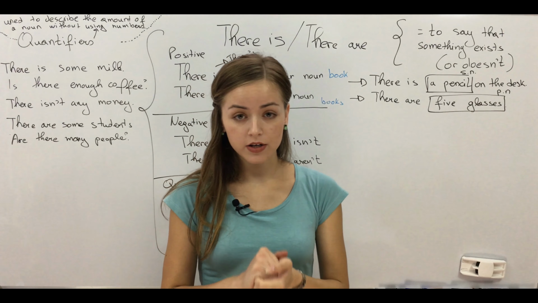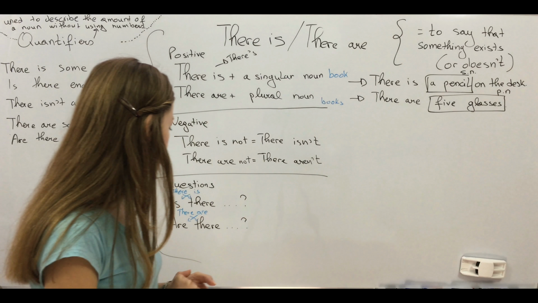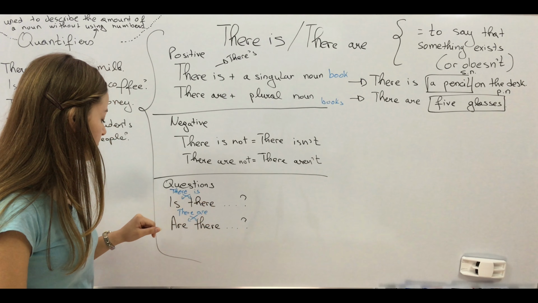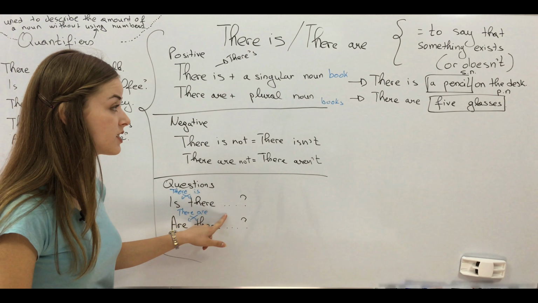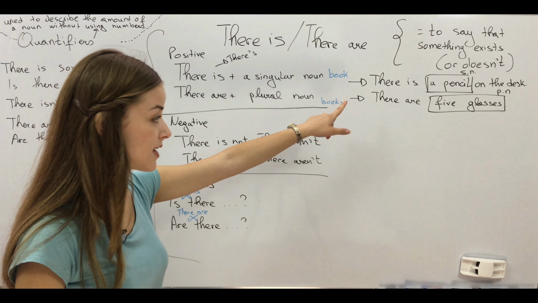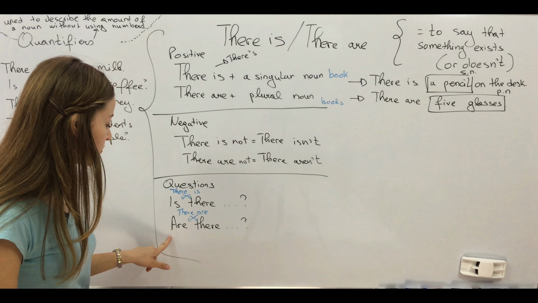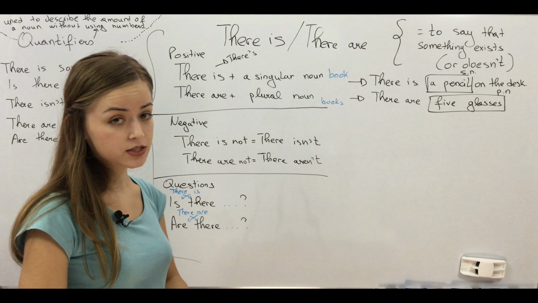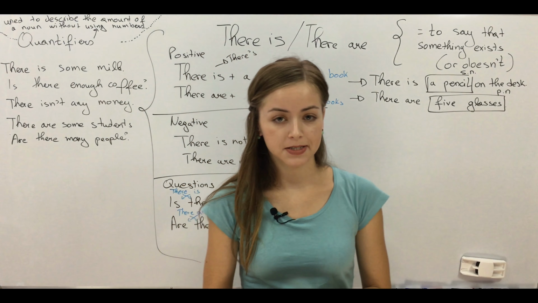And about the questions, it's very simple. We just change the places. So there is becomes is there. For example, is there a pencil on the desk? And for the plural, we say are there 5 glasses? So we just change their places.